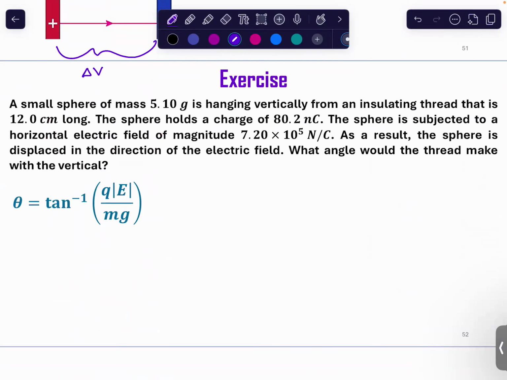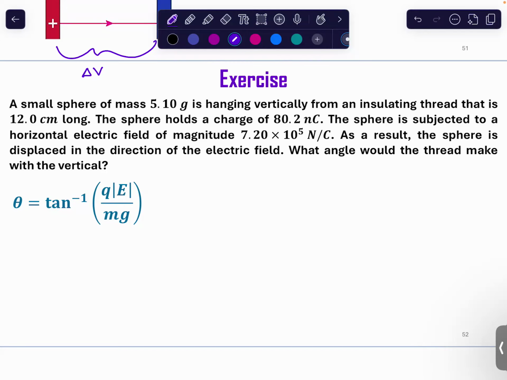Let's work an exercise. A small sphere of mass 5.1 grams is hanging vertically from an insulating thread that is 12 centimeters long. Why is it important that it's an insulating thread? All the electric charge we're thinking about is going to be right on the end of that thread. It can't disperse over the thread to anywhere else. The sphere holds a charge of 80.2 nanocoulombs.